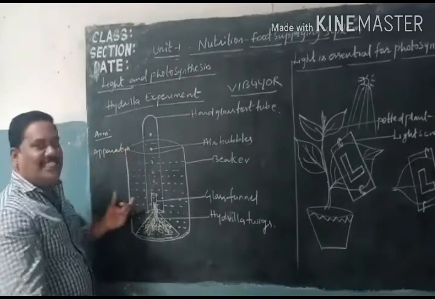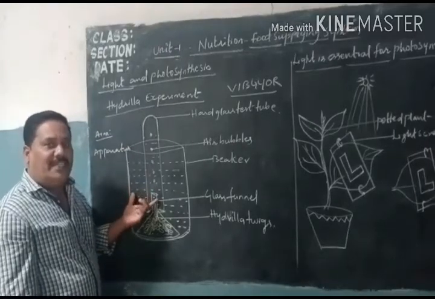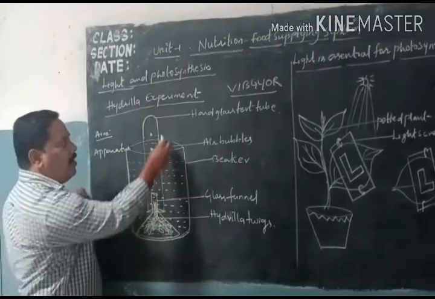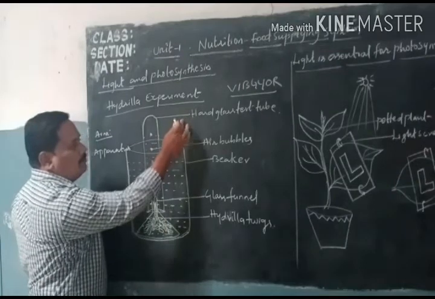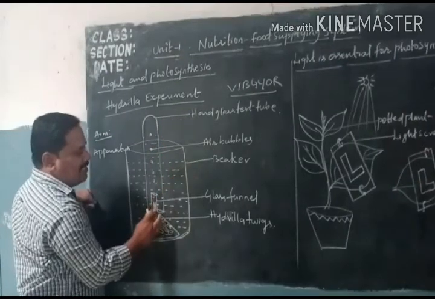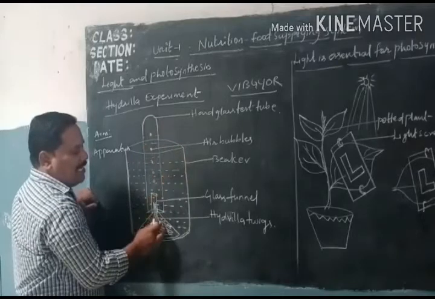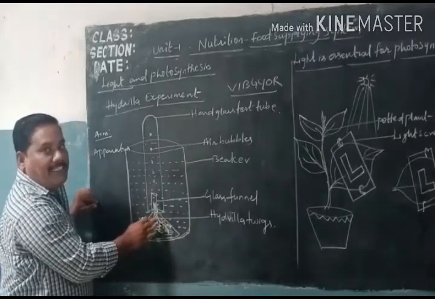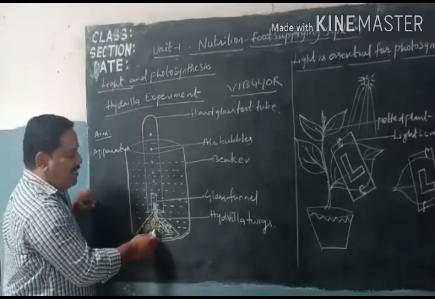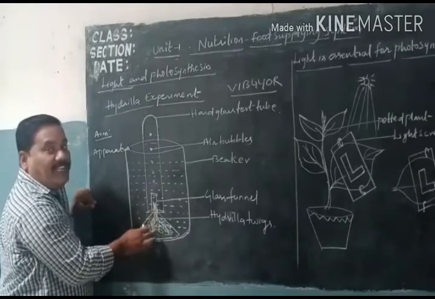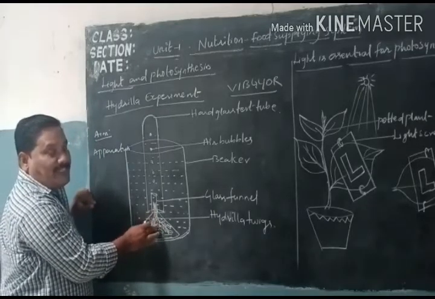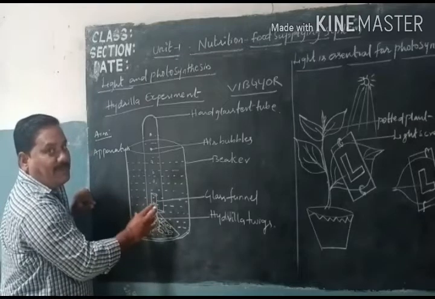Now the apparatus. What material is necessary for conducting this activity? That is called the apparatus. Hard glass test tube, beaker, glass funnel. That is the apparatus. Materials required here: what is that? Hydrilla twigs.